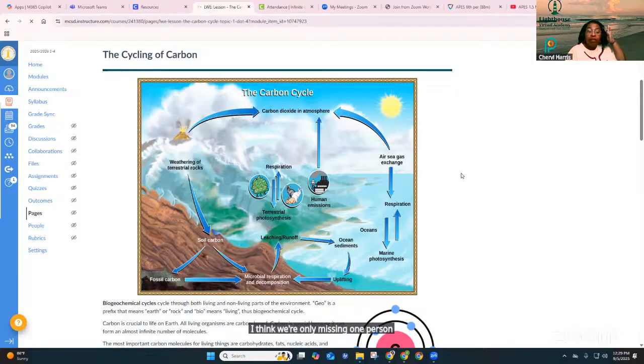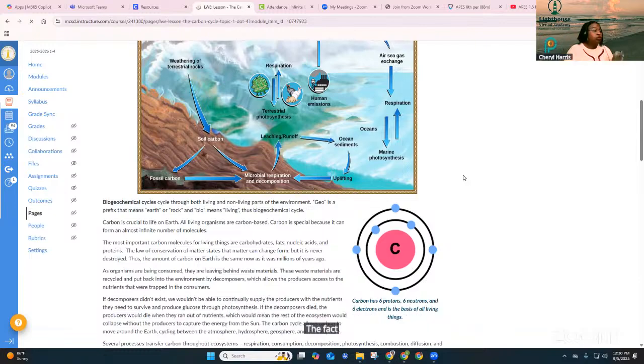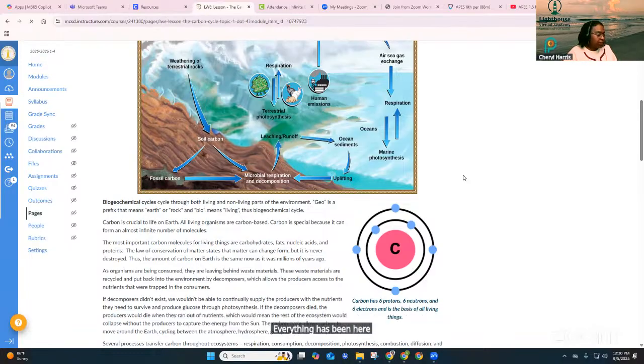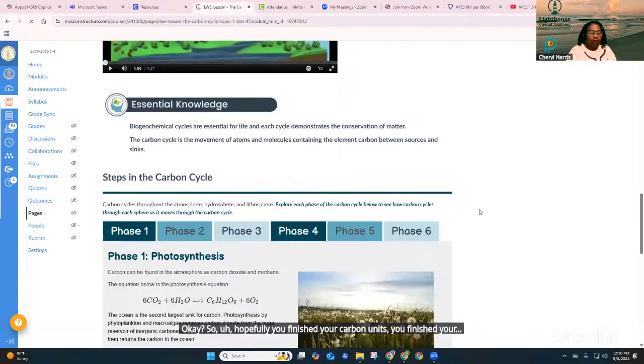All right, so again, we are looking at the fact that nutrients are cycled through our ecosystem. There's nothing new on the planet. Everything has been here since the beginning of time, and it just gets recycled over and over again. Okay, so hopefully you finished your carbon unit, you finished your carbon gizmo.